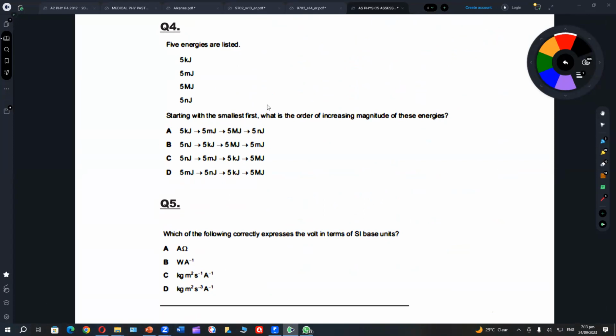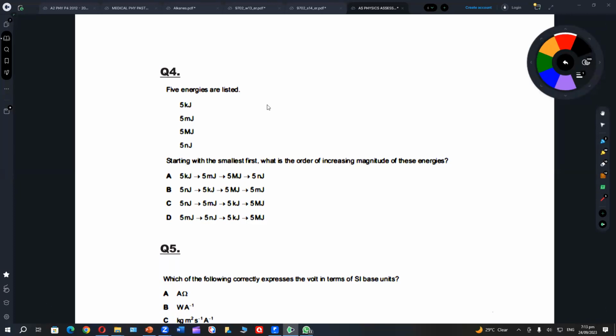5 energies are listed: 5 kilojoule, 5 millijoule. These type of questions, I have told you a hint, always come in SI unit. So 5 kilojoule means 5 into 10 to the power 3 joule, 5 into 10 to the power minus 3 joule, 5 into 10 to the power 6 joule, 5 into 10 to the power minus 9 joule. Now the power is there.